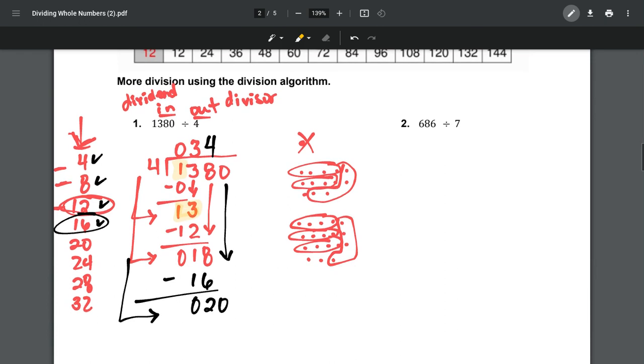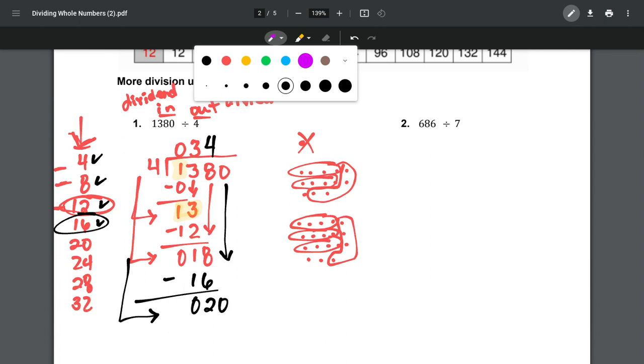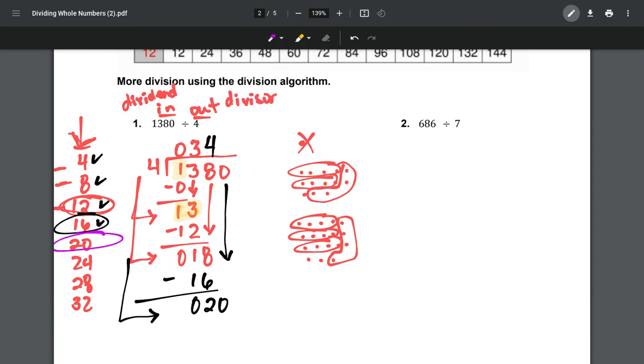Now, how many groups of 4 can I get out of 20? Well, the closest I can get to 20 without going over is exactly 20. That's 1, 2, 3, 4, 5 groups. So 5 goes there, and I subtract the last number I circled, which was 20. Now I have a remainder of 0. So I can stop. Anytime you have a remainder of 0 with nothing left to bring down, or as a decimal, it starts repeating, then you're done.